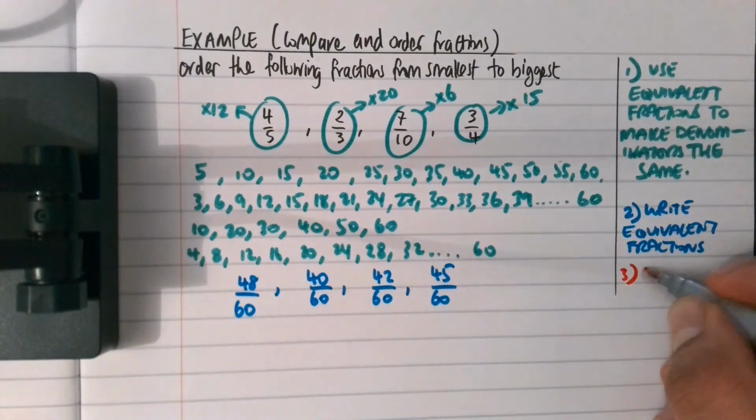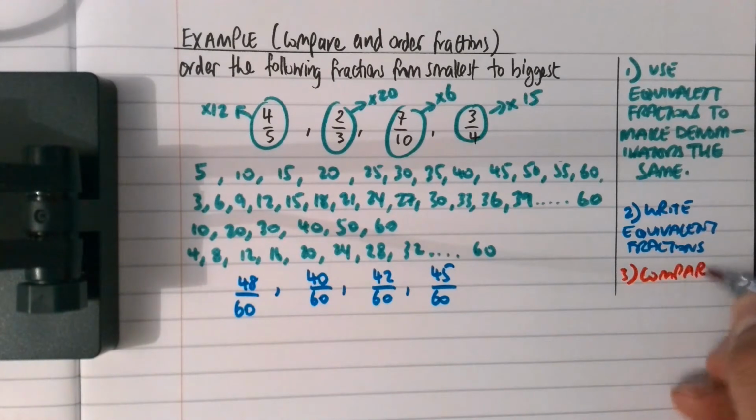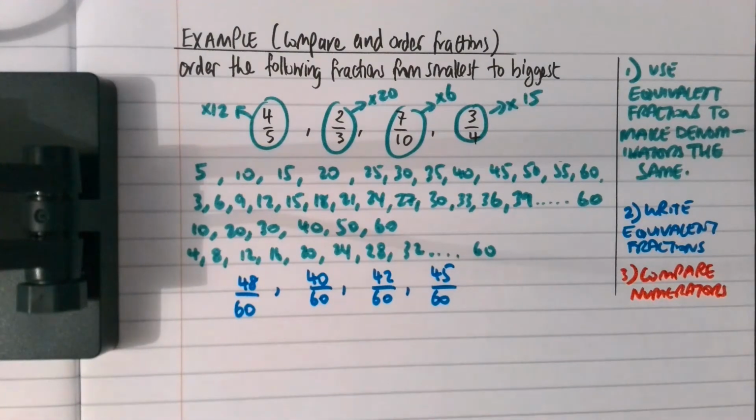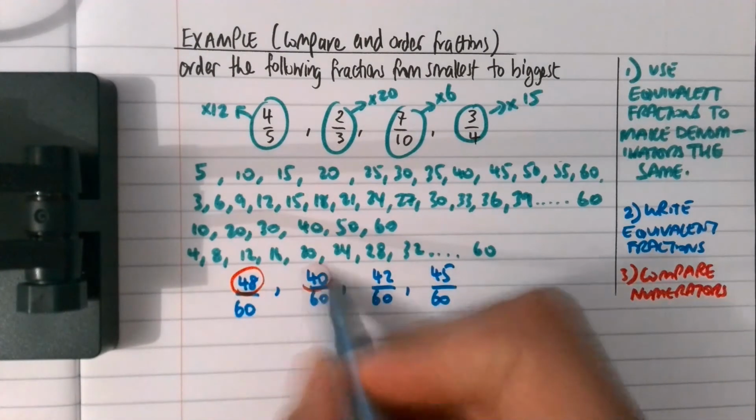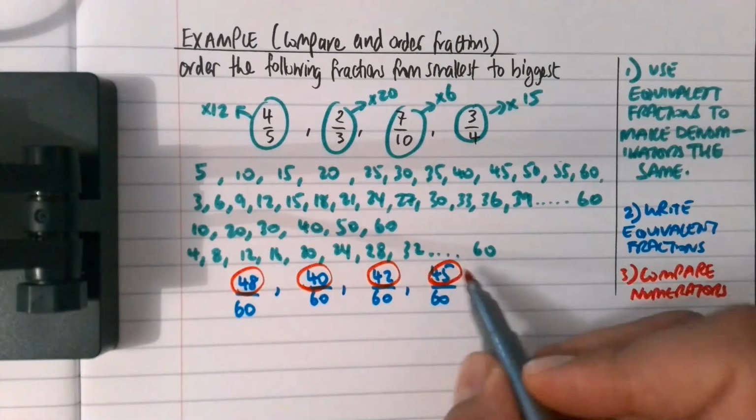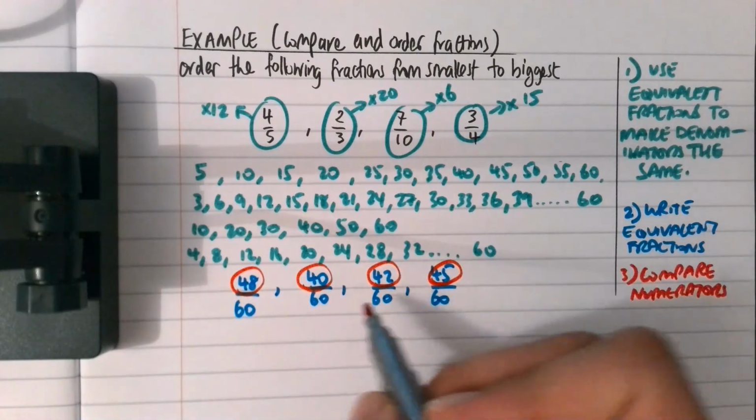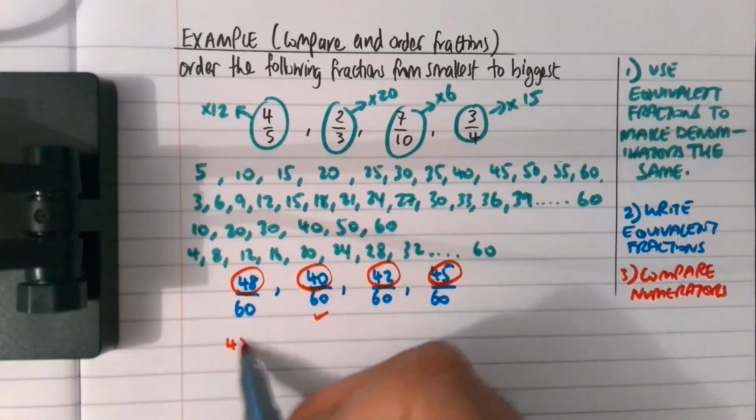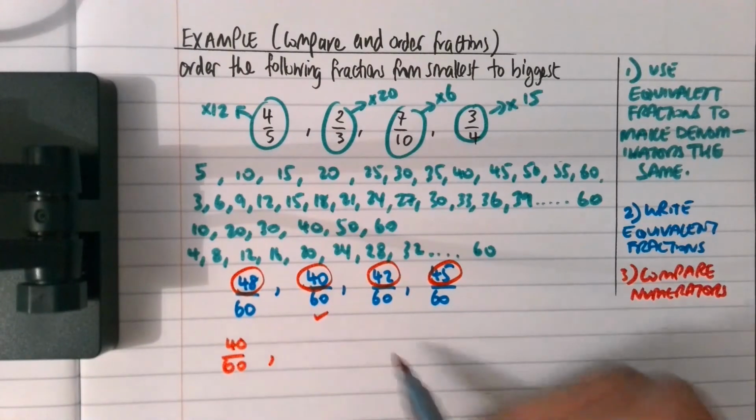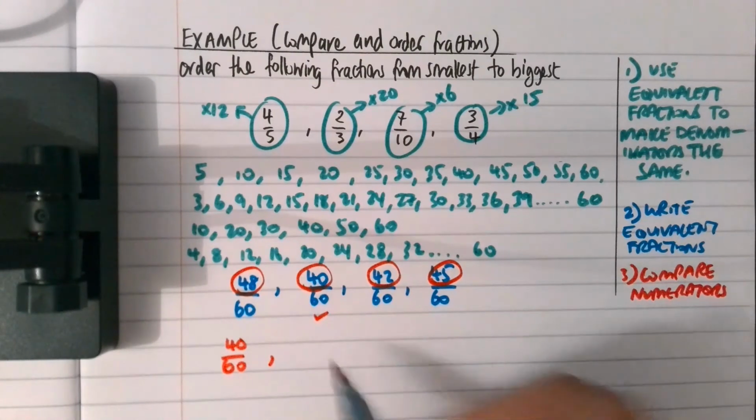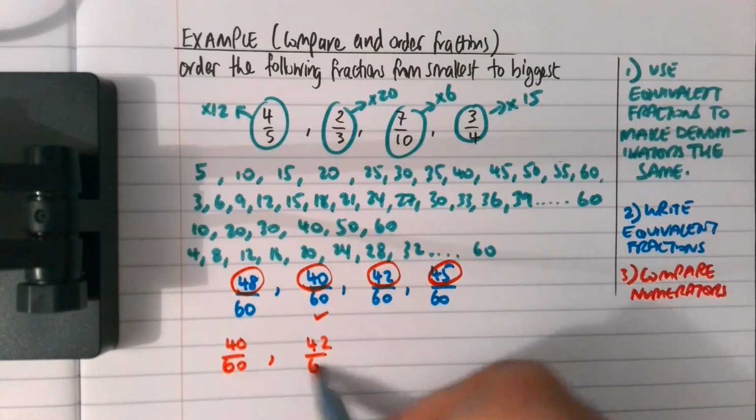So the third step will be to compare the numerators, trying to identify the smallest one, which is going to be 40. So 40/60 will be the first fraction we write. Then we have 42/60, 45/60, and 48/60.